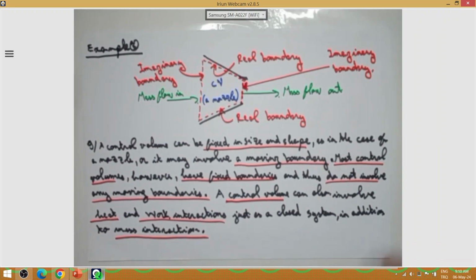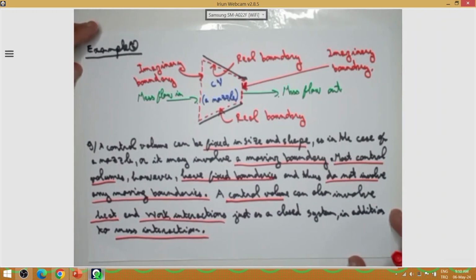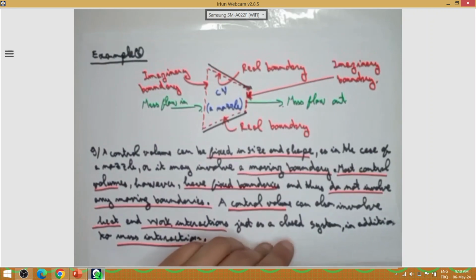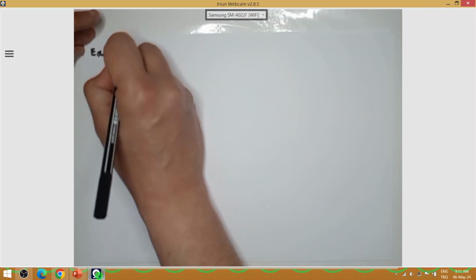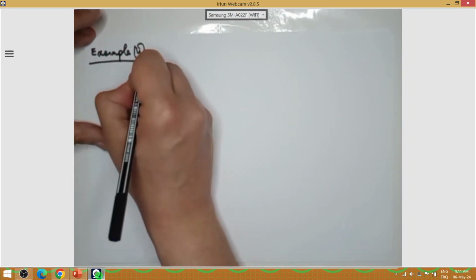Now we'll see example 4. This is our final example in which we'll try to understand all this. So this is example 4.